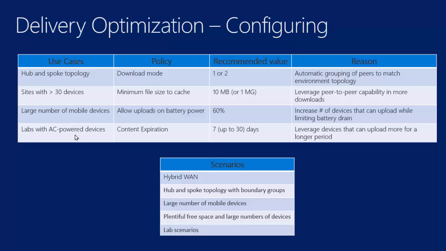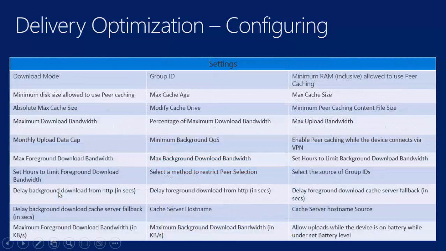And with any setting, you might want to apply a certain set of settings differently for certain devices than others. For example, you might want a different cache age on a certain group of lab devices, but still have them participate in the same group ID for download mode, right? That's totally fine. It's just a matter of how you configure your settings. And then there are other scenarios to think about in terms of your topology and so on. A number of these are duplicated and so on, right?